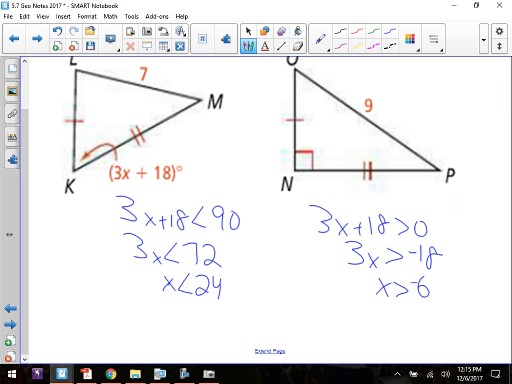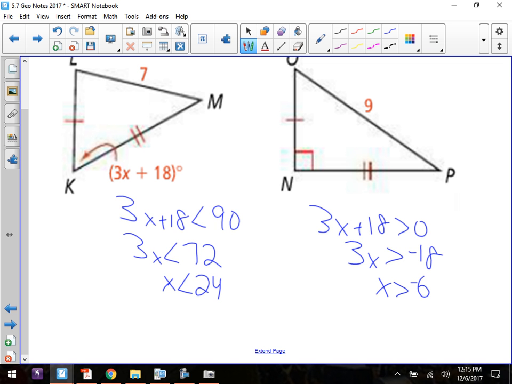Is it okay to have a negative value here? Yeah. Because a number that's bigger than negative 6 would be, I don't know, negative 5. What's 3 times negative 5? And what's negative 15 plus 18? 3. So even though the value of x winds up being negative, it's perfectly fine because when you substitute that back in, you get positive values for your angles.